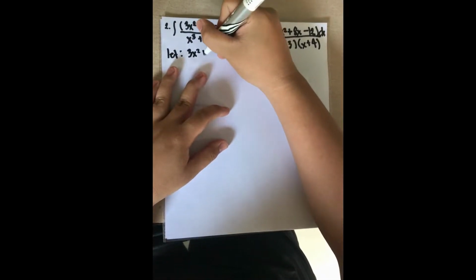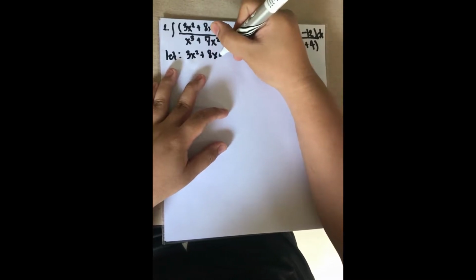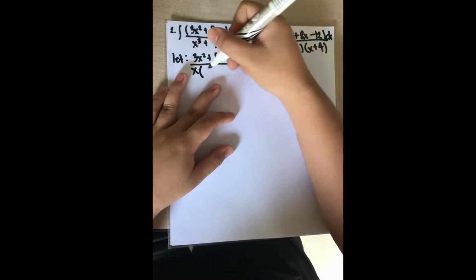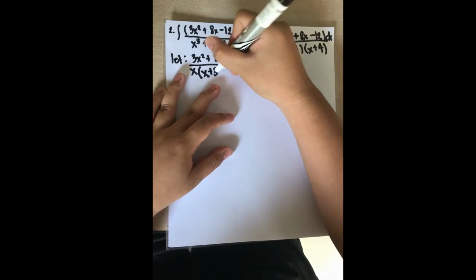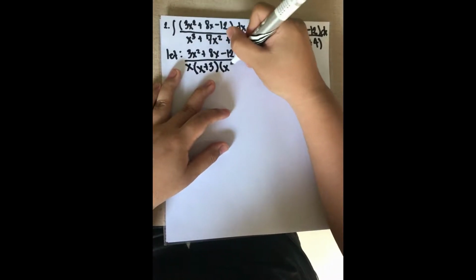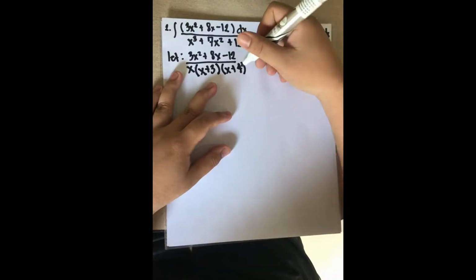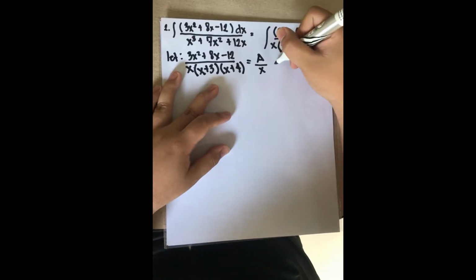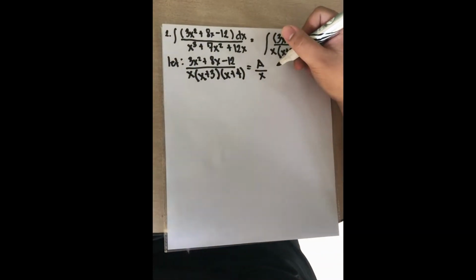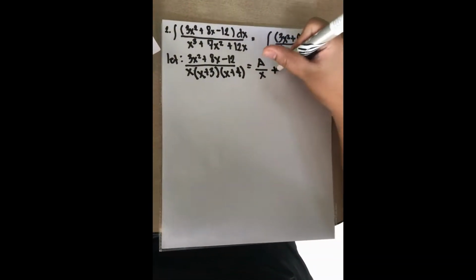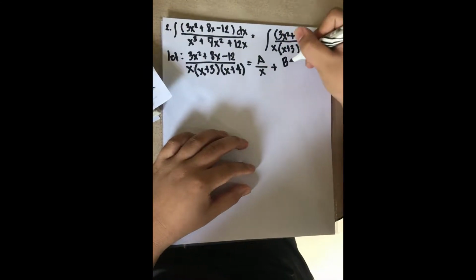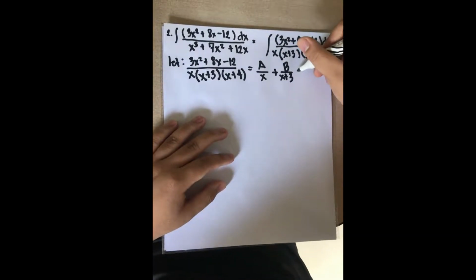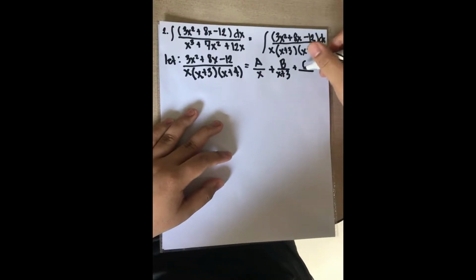Let 3x squared plus 8x minus 12 over x times quantity x plus 3 times quantity x plus 4 equal the formula for linear factor: a over x plus constant b over x plus 3 plus c over x plus 4.